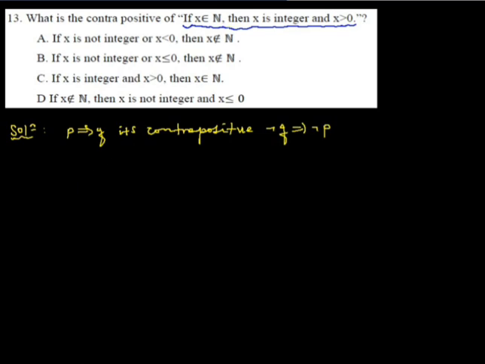So if we know this, it's very simple. If X is an element of natural numbers, then X is an integer and X is greater than 0. The contrapositive of this statement is: if X is not an integer, or X is less than or equal to 0. Here it is greater than 0, therefore we take the reverse. If X is less than or equal to 0, then X is not an element of the natural numbers. So this is exactly the contrapositive of the given compound proposition. Therefore, from the choices, our answer will be B.